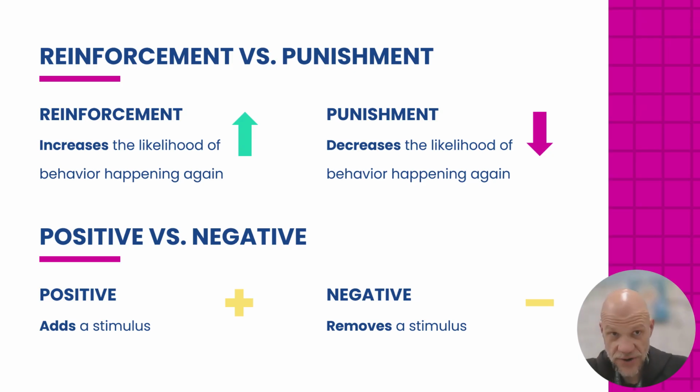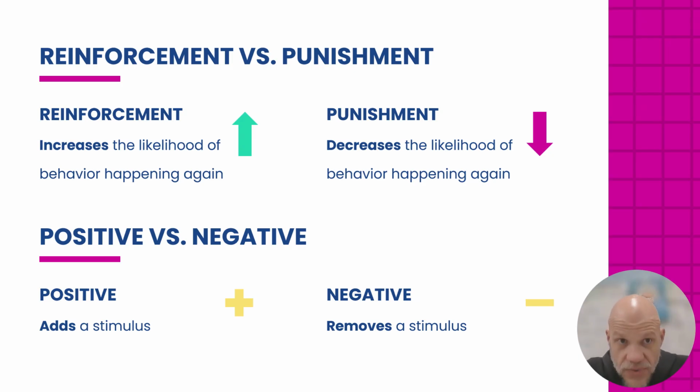But when you're using reinforcements and punishments, the type that you use can be either positive or negative, which is weird because we know that reinforcements are always good. So how can there be a negative reinforcement? And the answer is, when we talk positive and negative, we're talking math. We're talking adding and subtracting.